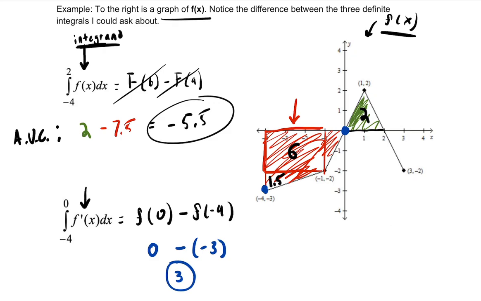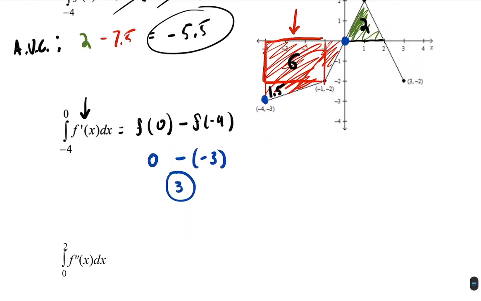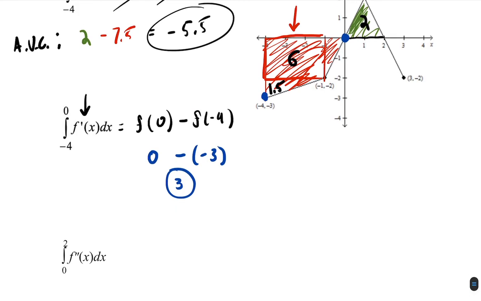Okay, last one here, and then this is the end of this video. If I was asked to find the definite integral of f double prime, again, first thing you want to think, can I find the area under the second derivative? No, I don't have a graph of the second derivative. It's not possible. If that happens, it is guaranteed 100% to be a fundamental theorem problem.